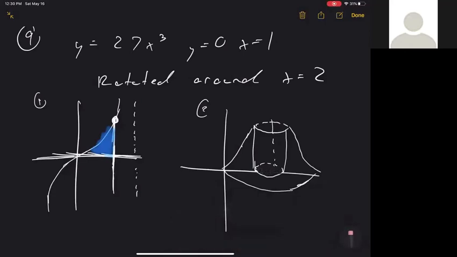Kind of like this, with an empty cylinder in the middle. All right.